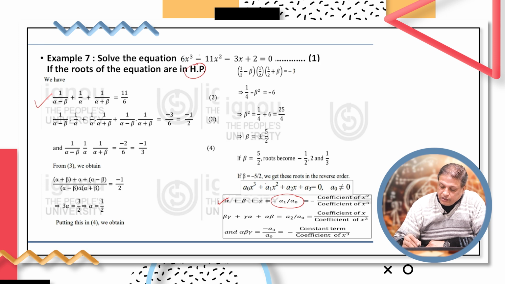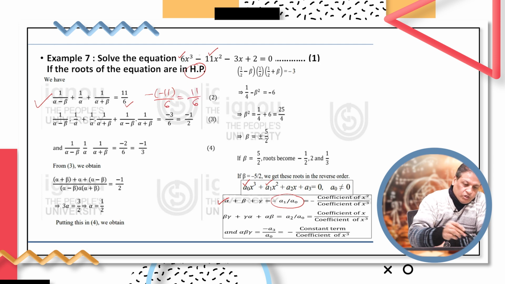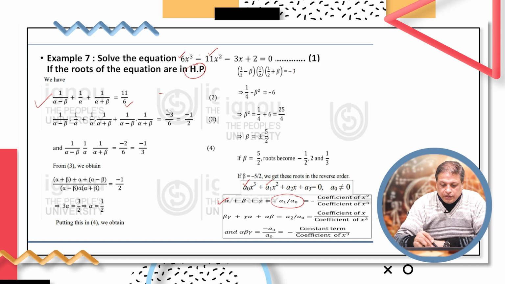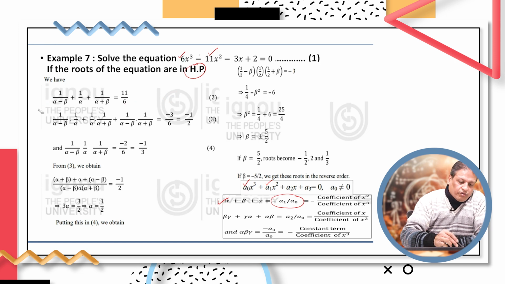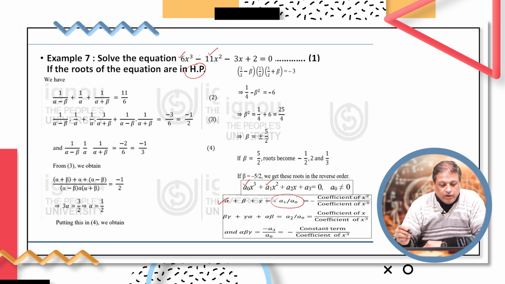What is a1? a1 is the coefficient of x square, and over here the coefficient of x square is minus 11. So minus of minus 11 is 11, and a0 is nothing but the coefficient of x cube, which is 6. So minus of minus 11 by 6 turns out to be 11 by 6. So that means the first solution, for the first identity, 1 over alpha minus beta plus 1 over alpha plus 1 over alpha plus beta, turns out to be 11 by 6.